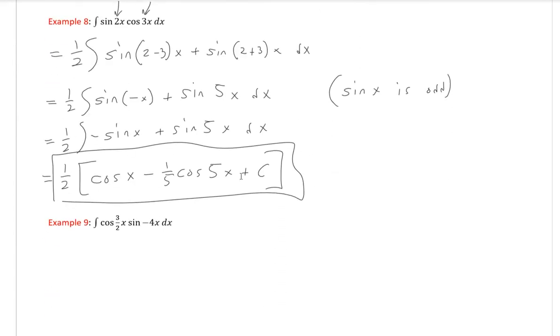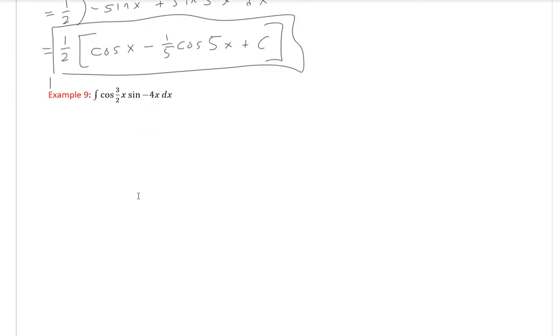Or if you multiply the 1/2 out, either way. All right, I have another example here, and notice that the two pieces, m and n, are not just whole numbers. So I have actually one instance here where it's a fraction, another one where it's negative. That's perfectly fine. Notice as well, however, that I have cosine and sine in reverse order. What that first means then is that I need to consider this as sine of negative 4x times cosine of 3/2 x dx.